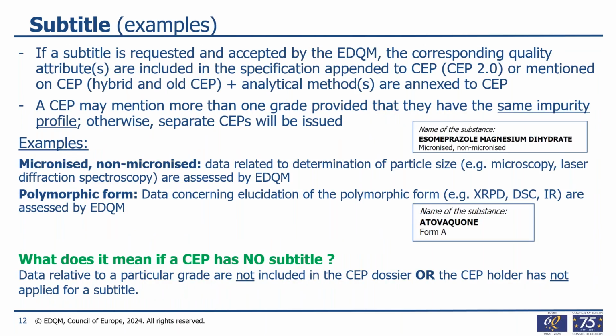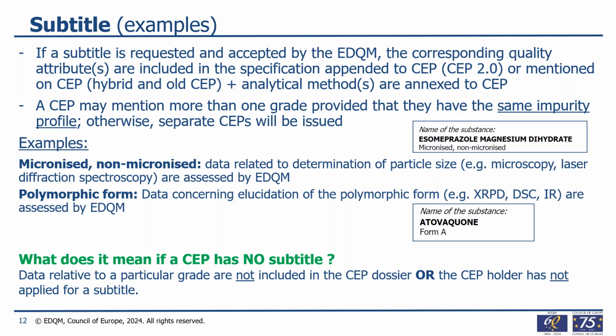So we will see the examples for subtitle. If a subtitle is requested and accepted by the EDQM, the corresponding quality attributes are included in the specification appended to the CEP in case of CEP 2.0, or mentioned on the CEP hybrid or old CEPs, and the analytical methods which are used to control the specific quality attributes are annexed to the CEP.